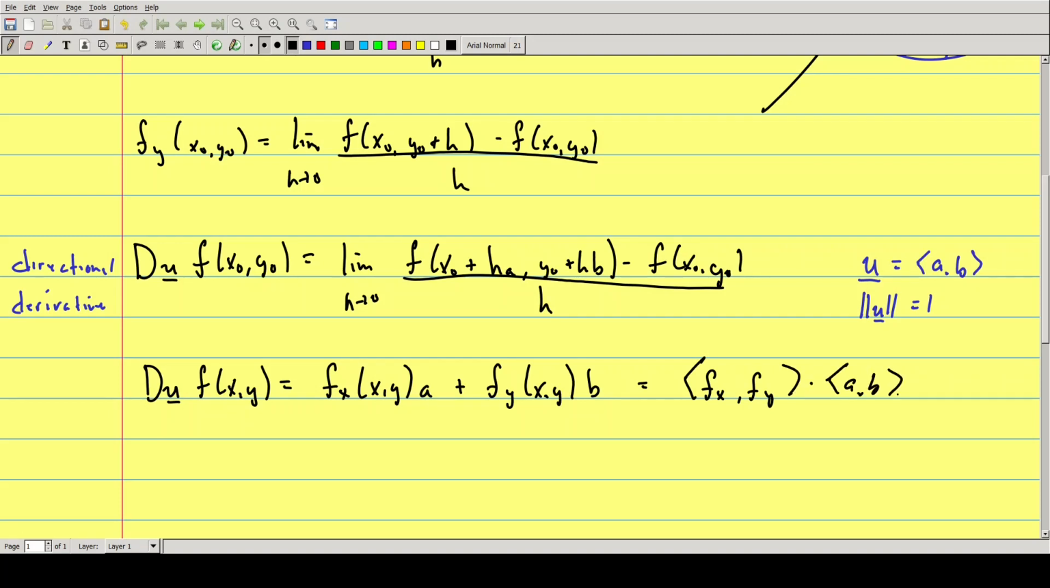Vector projections. You take in vector form the partial derivatives f partial x and f partial y, and you project it onto a unit vector. Okay, so that's why this formula is true.